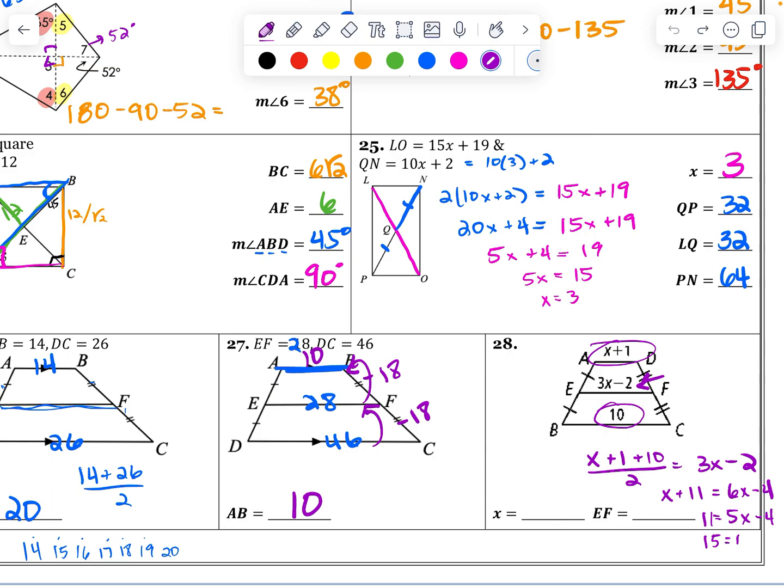Whoops. X equals 3. And then I can plug back in for my mid-segment. 3 times 3 is 9 minus 2 equals 7. And then this is 4, and is that halfway in between? Minus 3, minus another 3. Gorgeous. We got it right.